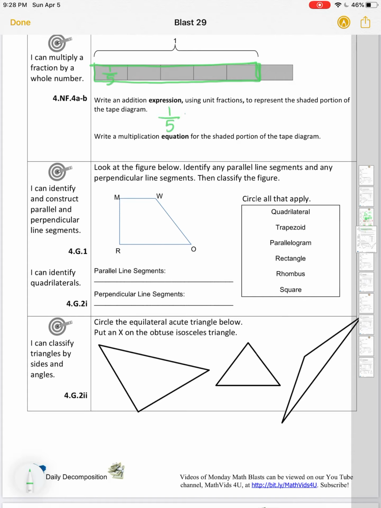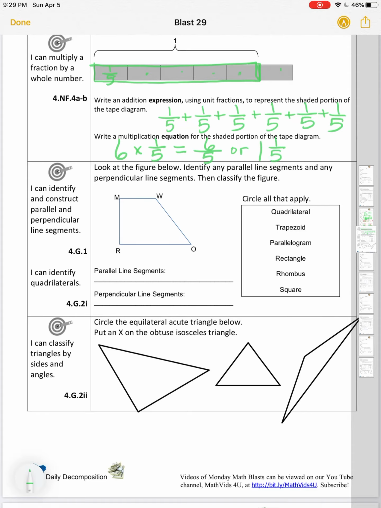So I can say I have 1/5 plus 1/5 plus 1/5 plus 1/5 plus 1/5 plus 1/5. There are 6 1/5s there. Here, 1, 2, 3, 4, 5, 6 1/5s are represented in my tape diagram. All right, and now it asks for a multiplication equation for the shaded portion. And so I can see that I have 6 groups of 1/5, and 6 groups of 1/5 is equal to 6/5, or 1 and 1/5.